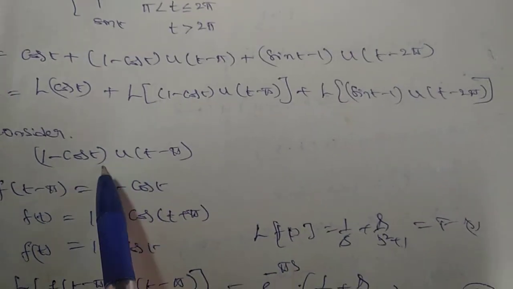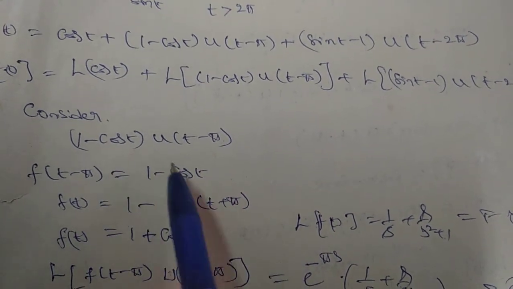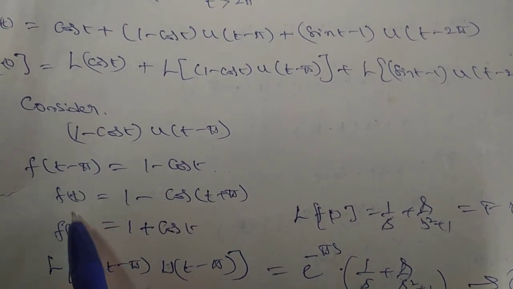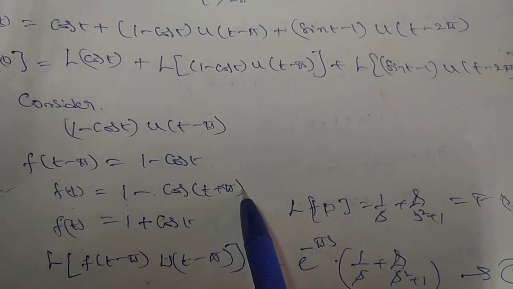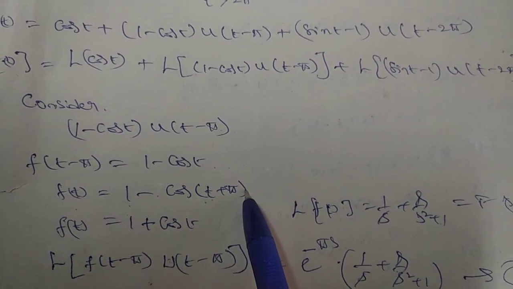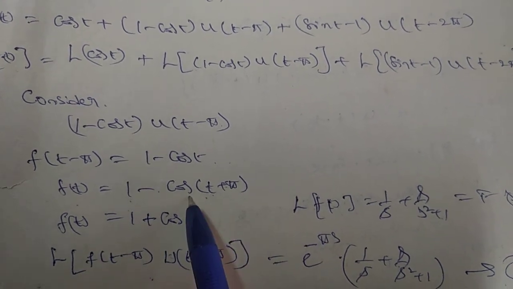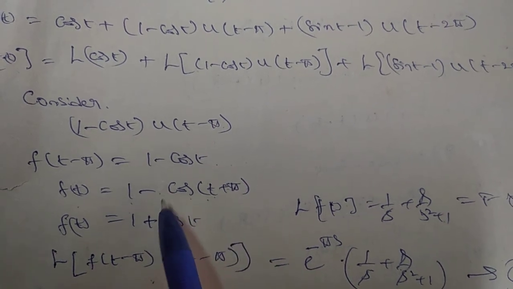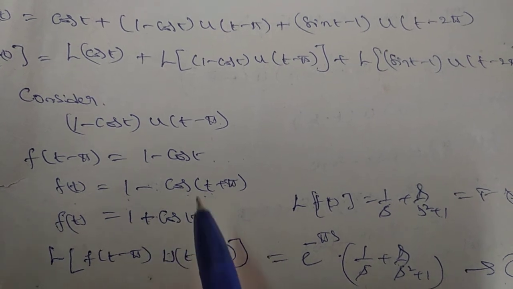So (1 − cos t) into u(t − π). You have to take f(t − π) is equal to 1 − cos t. How to get f(t)? Replace t by t + π. So 1 − cos(t + π). 180 plus theta, same we will get? Not same. 180 plus theta is cos only, but 180 plus theta is in the second quadrant, so that's why it becomes a negative sign. That negative sign, so negative becomes positive.